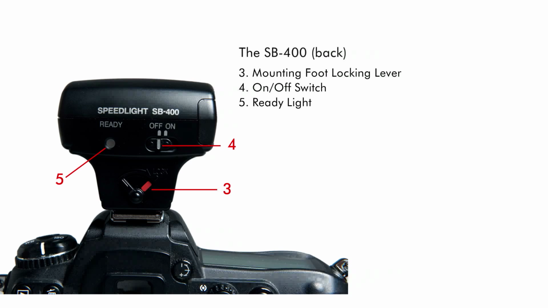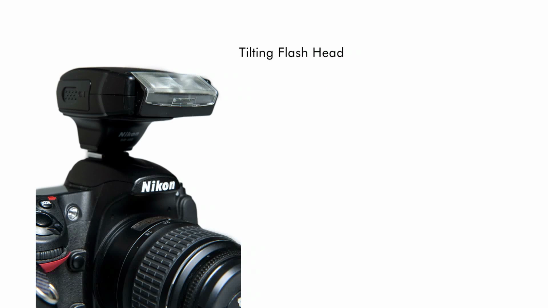The SB400 works only in iTTL mode, except when you're shooting with Nikon's D40 and setting it to manual on the camera. One of the features of the SB400 is a tilting flash head that allows you to bounce the flash. It tilts from a horizontal position to a 90-degree position that points straight up.